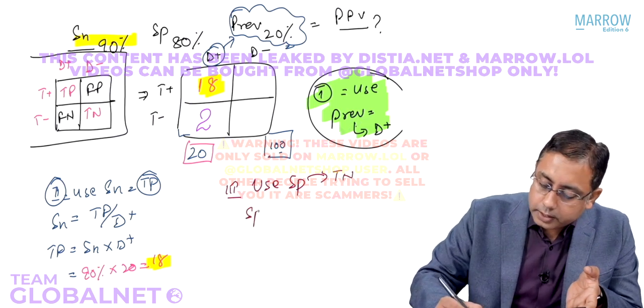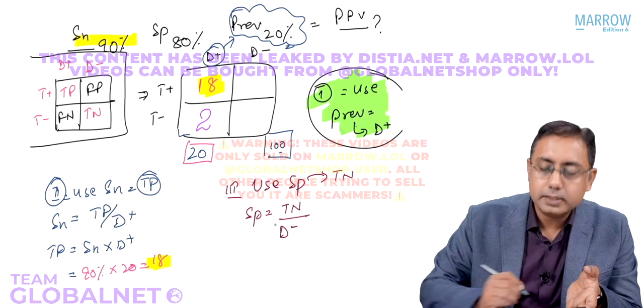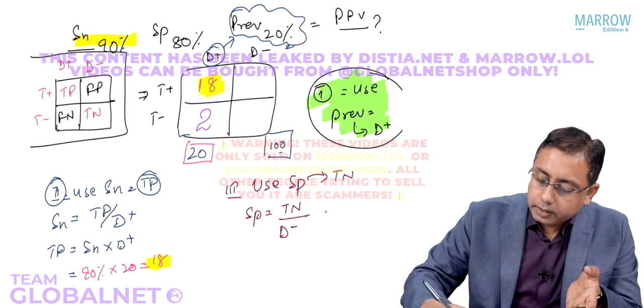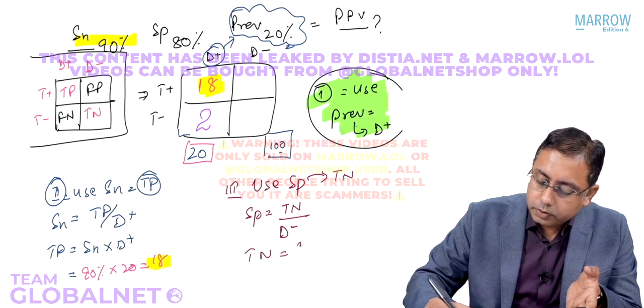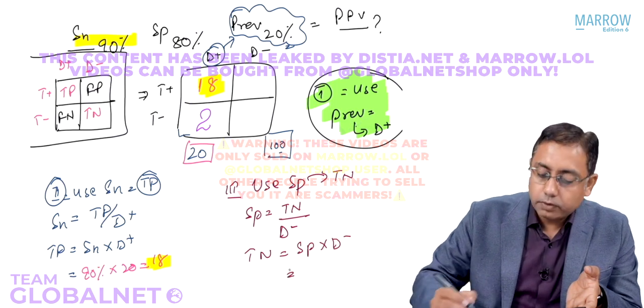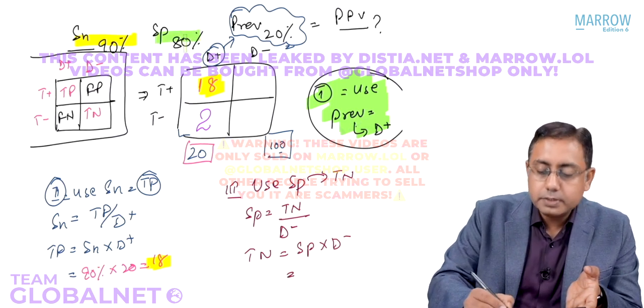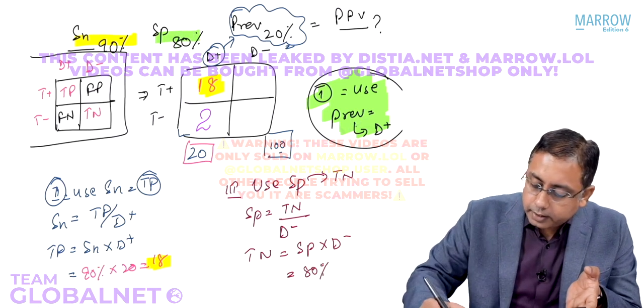Because you already know that specificity is equal to true negatives divided by D minus. Or in other words, the true negatives is equal to specificity into D minus. Right? So let's fill it out. What is the specificity they have given? Specificity is 80%. So you take 80% into D minus.